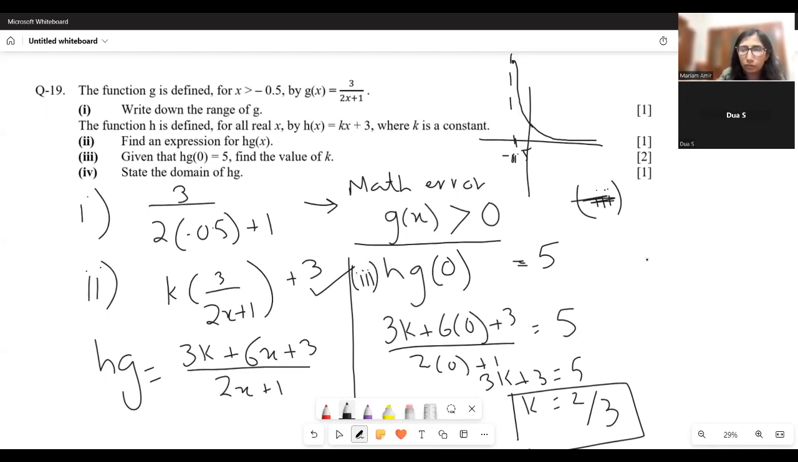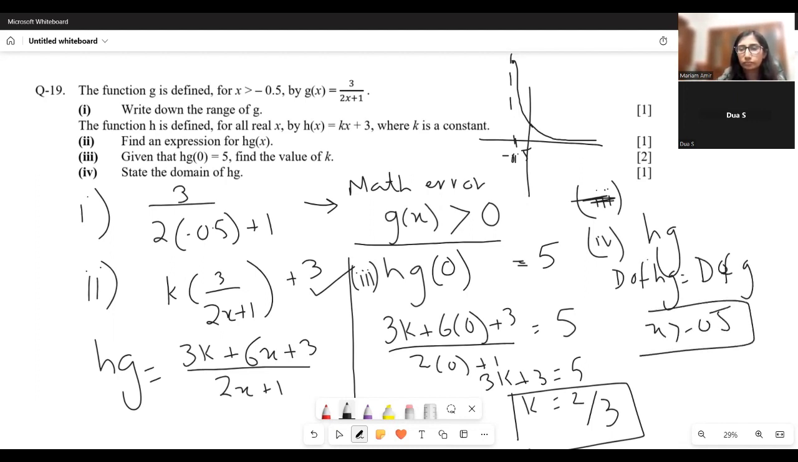Now we're doing part 4. State the domain of hg. Domain of hg would be equal to the domain of g, which is x greater than minus 0.5.